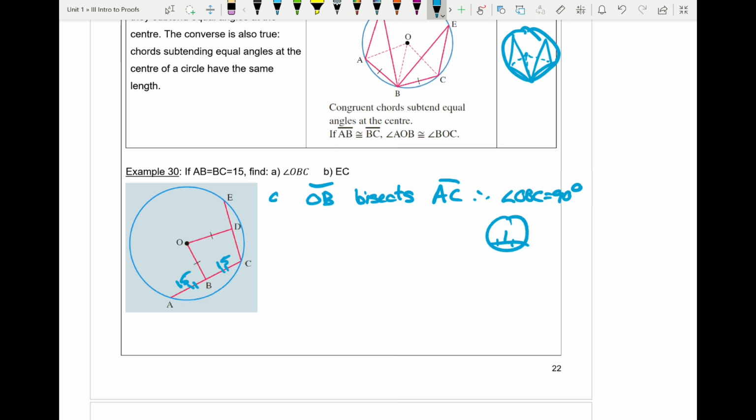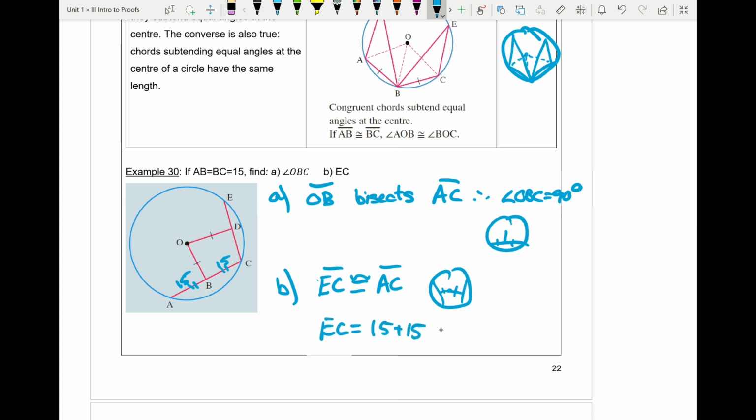That's part A. Part B, we want to find the distance of this chord here. Well, these chords are equidistant to each other. So as OB and OD are the same distance, we know that EC is going to be congruent to AC, and the symbol we draw for that is just our two equidistant chords. So if that's true, we then know that EC is equal to 15 plus 15, which is just equal to 30.